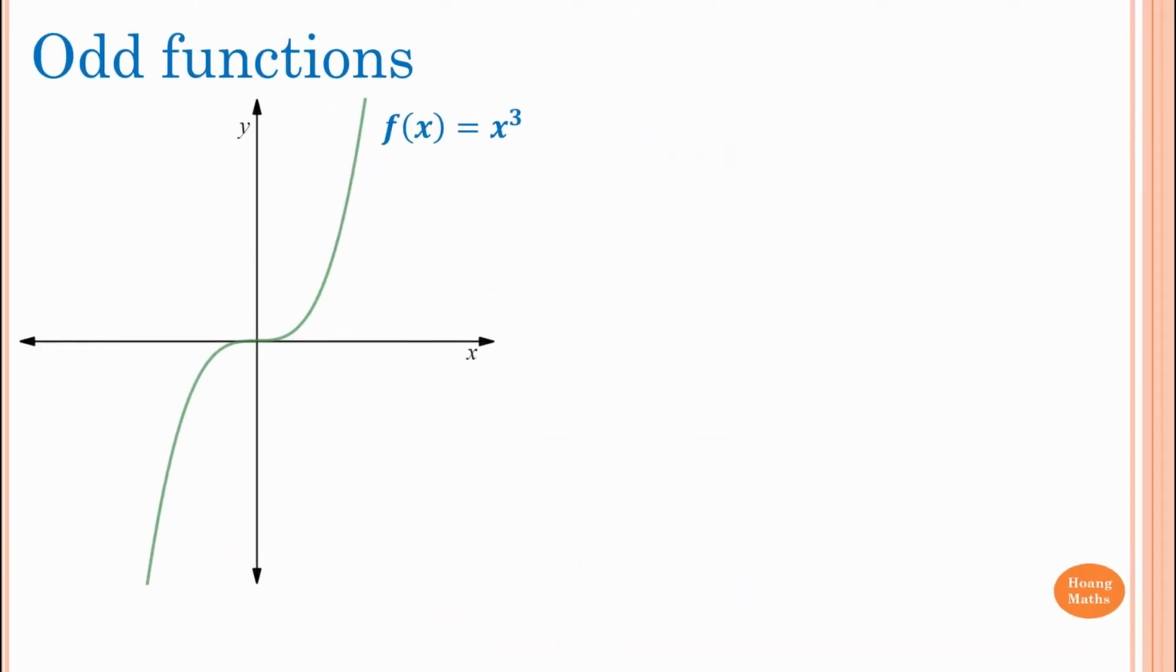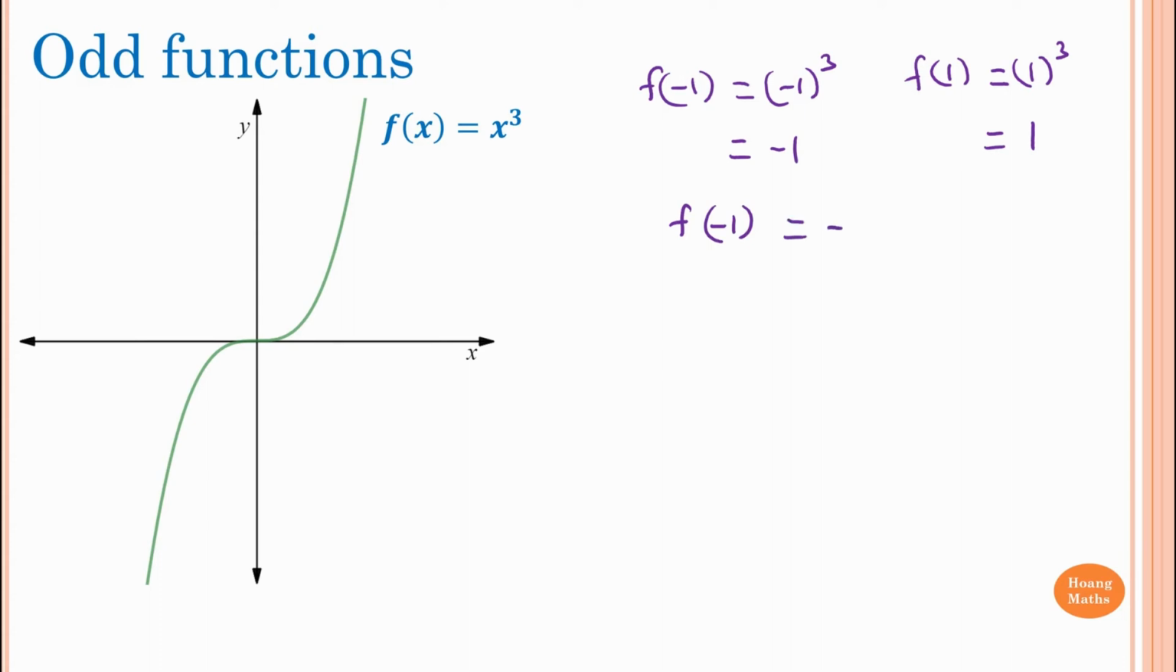So let's have a look at the algebra of odd functions. This function here, f(x) is equal to x to the power of 3. Let's evaluate f of negative 1. Every time you see x, you replace it with negative 1. So x to the power of 3 becomes negative 1 to the power of 3, which is negative 1. If we find f of 1, x is replaced with 1, so it becomes 1 to the power of 3. The answer is 1. So f of negative 1 is equal to negative f of 1.